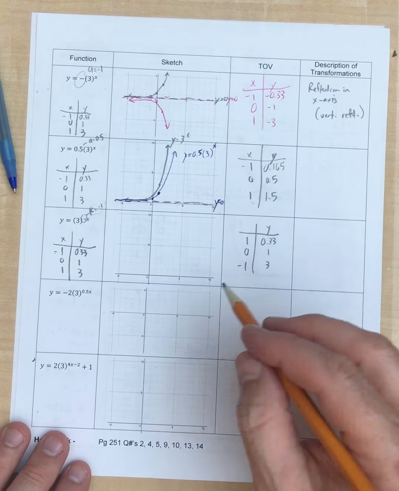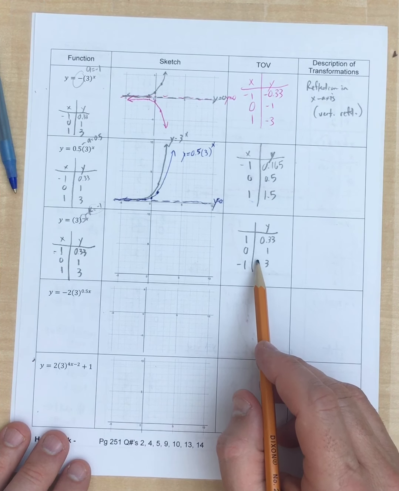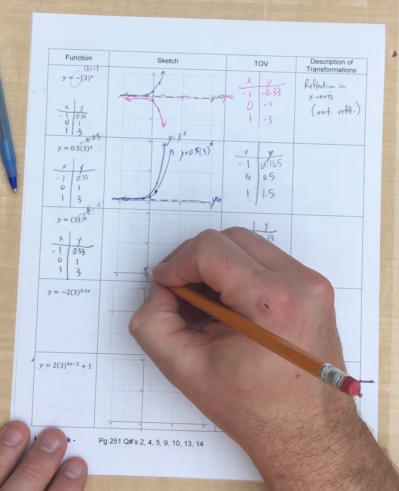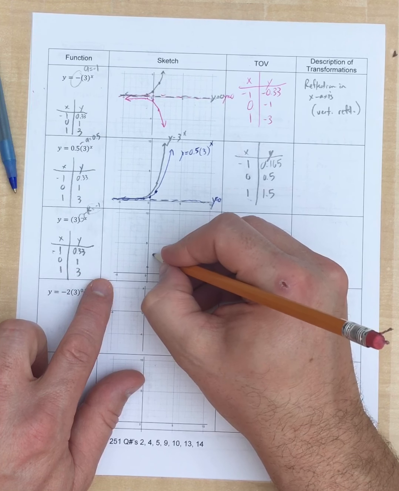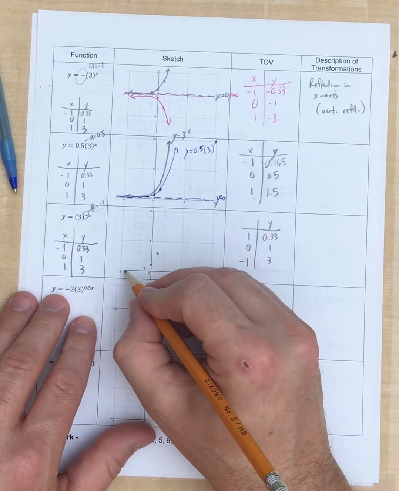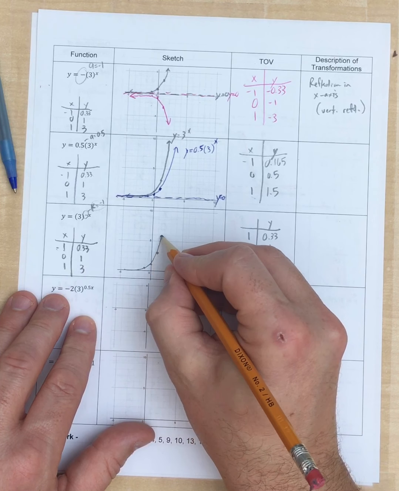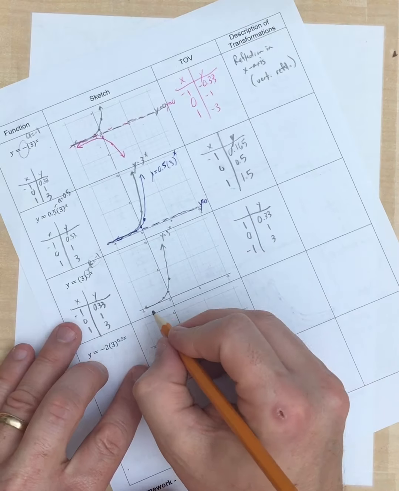Now, if you look at this table of values quickly and carefully, what you're going to see is something quite interesting. So first of all, the base function, the parent function is 0, 1, 1, 3, and negative 1, 0.33. And that's y is equal to 3 to the x with the asymptote.